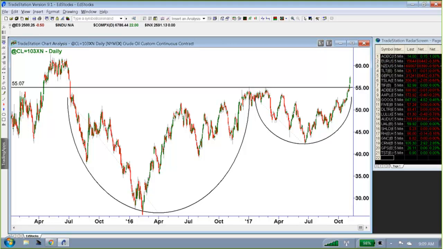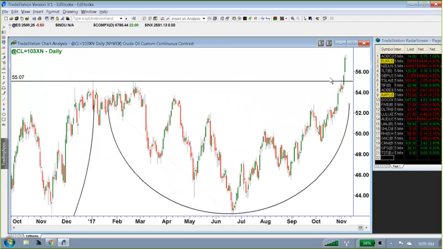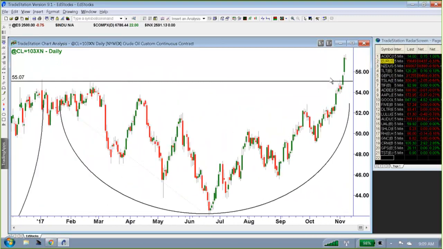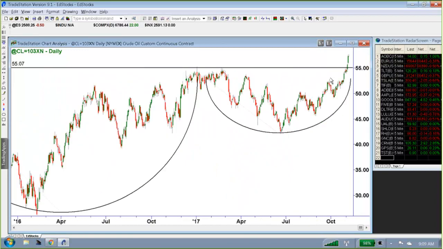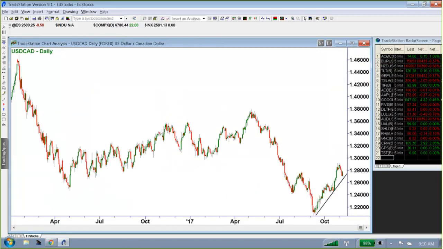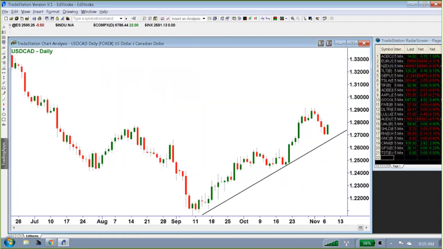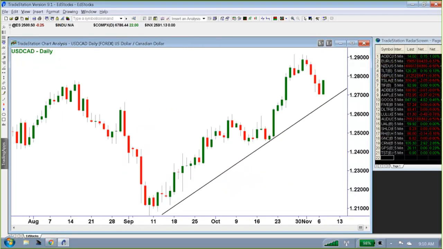Look at that pattern. That 55 number was a resistance area that just couldn't be broken. That's a huge break, and really that should push dollar Canada lower. It really should, but I don't know if it's going to. Technically speaking, you're looking at this and you're saying dollar Canada should be going lower if oil is breaking out like this, but it's really not. And dollar Canada is in fact a big green candle today, meaning the Canadian dollar is getting weaker despite this breakout.